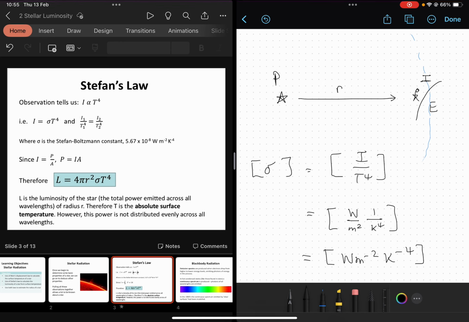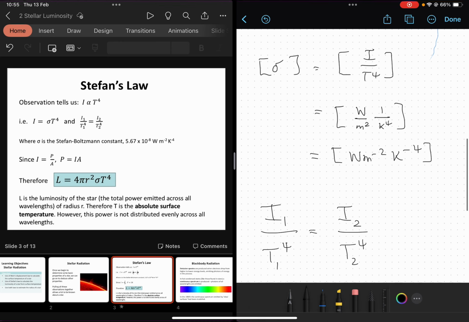Now, where we've had similar relationships historically, we've used the constant ratio test. And in this instance, the ratio of intensity to T to the 4 is constant. So I1 over T1 to the 4 is equal to I2 over T2 to the 4, and so on. We'll look at the usefulness of that shortly.